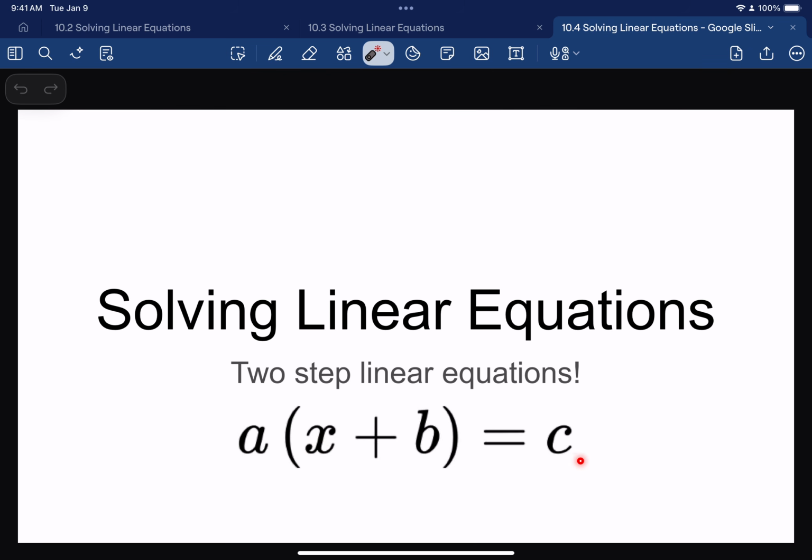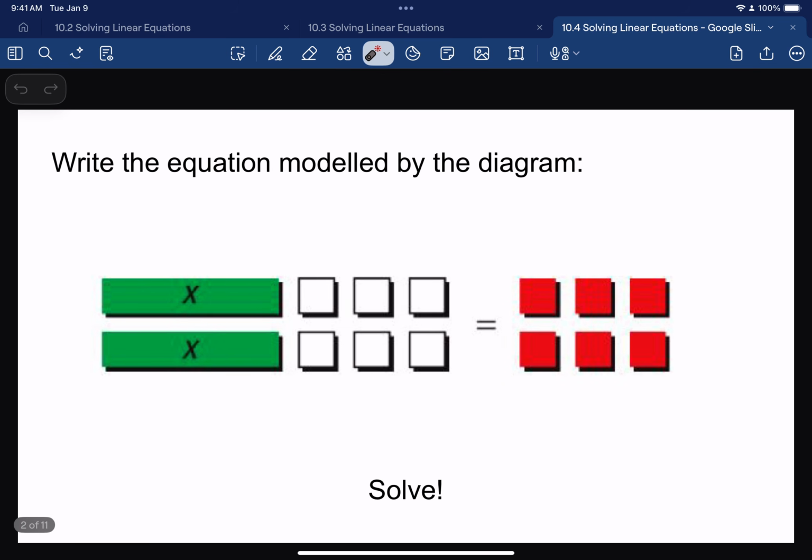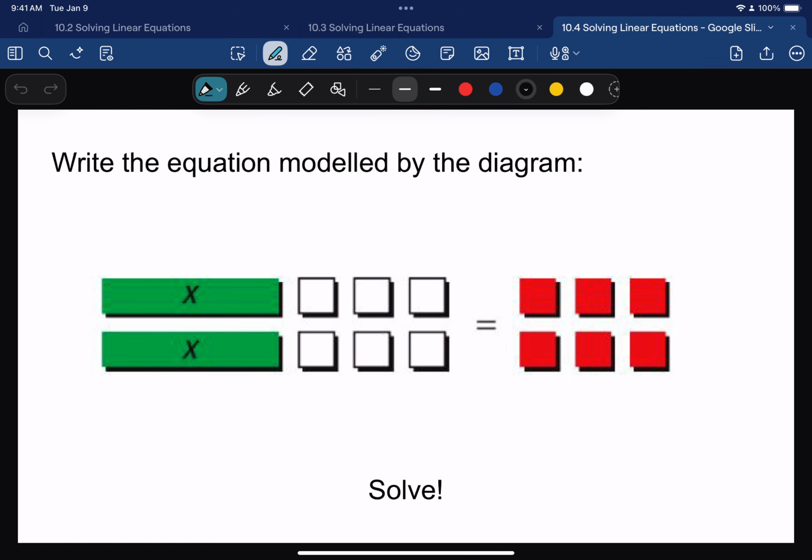Okay, so this is our last equation that we need to know how to solve. So let's take a look at these models again. We've been doing a lot of these models, so we should be getting the hang of it now. We could write this in a couple of different ways. So I want to show you this.